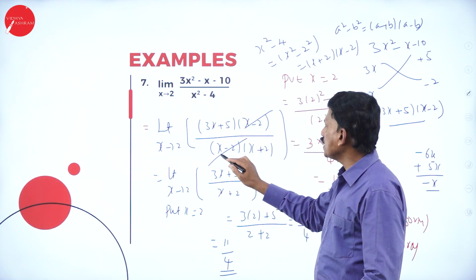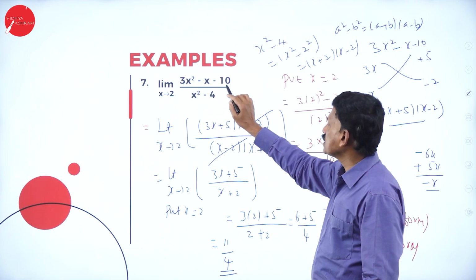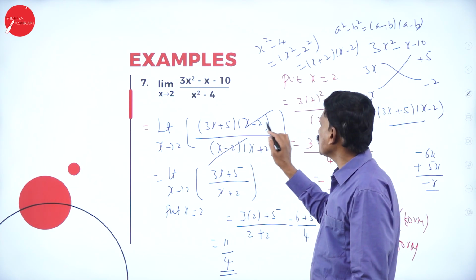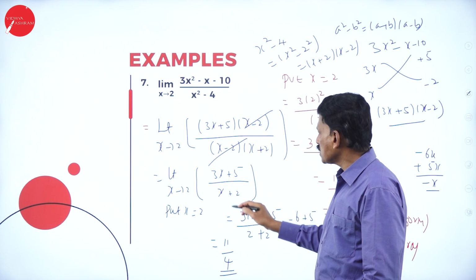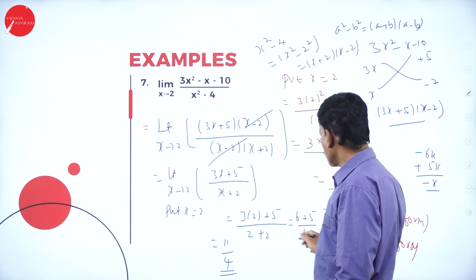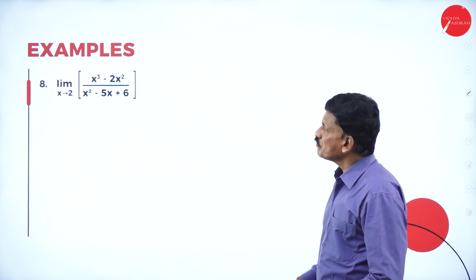So, the denominator is (a plus b) into (a minus b), whereas this is a quadratic equation. Again, 3x squared minus x minus 10. Factorize, and you will get the factors as (3x plus 5) into (x minus 2). x minus 2 gets cancelled. We will get (3x plus 5) divided by (x plus 2). Put x equal to 2. The simplified answer is 11 by 4. Now move on to the next problem.